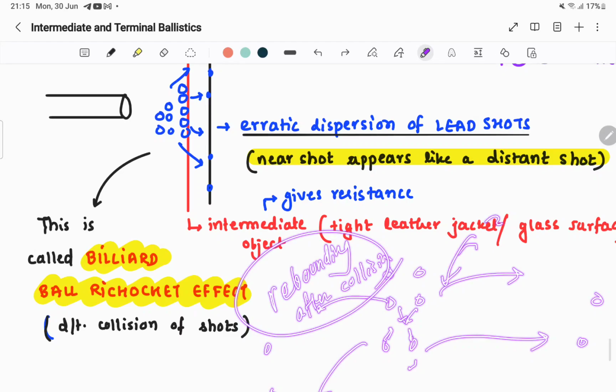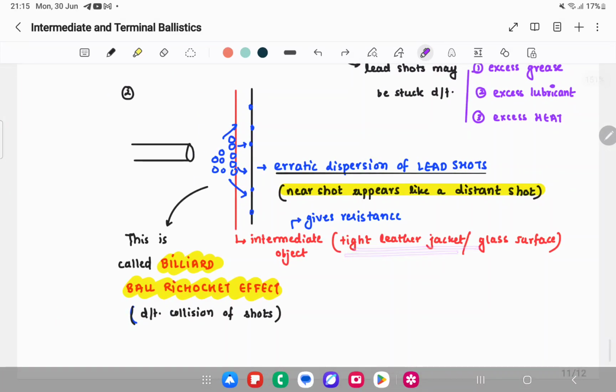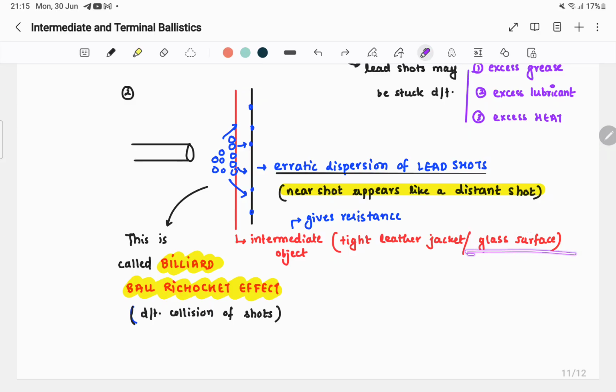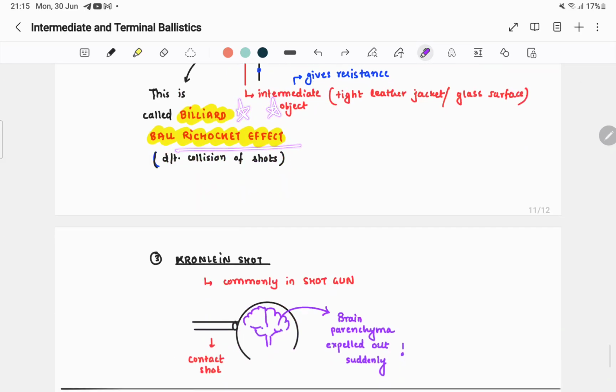Why is there rebounding? It will not happen by itself. There will be rebounding due to an intermediate object. If there is an intermediate object, like a person wearing a tight leather jacket, or a person in a car, the glass surface of the car, the leather jacket, all of this will cause collision of lead shots. This is a near shot, but due to collision the lead shots move here and there. So there is an erratic, or odd, dispersion of lead shots, a near shot appearing like a distant shot. This is called the billiard ball ricochet effect.